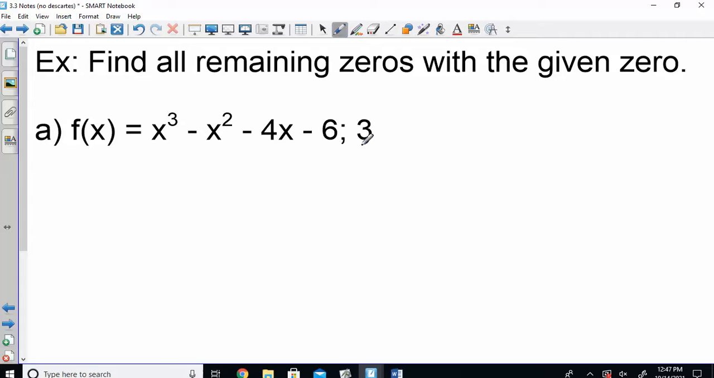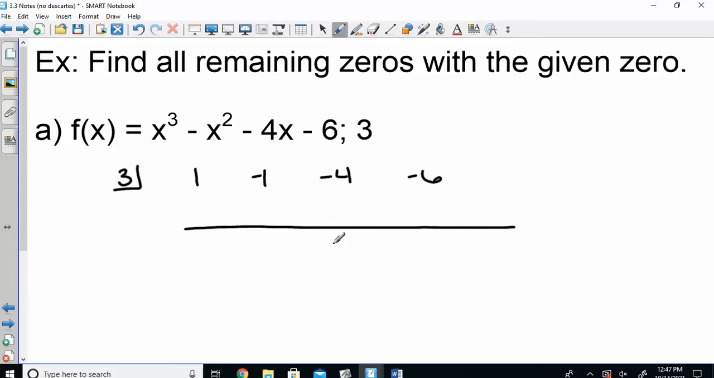So we start by synthetic. If I give you the 0, that is the number that goes in the box. Okay, 1 comes down, multiply, we get 3, add, we get 2.